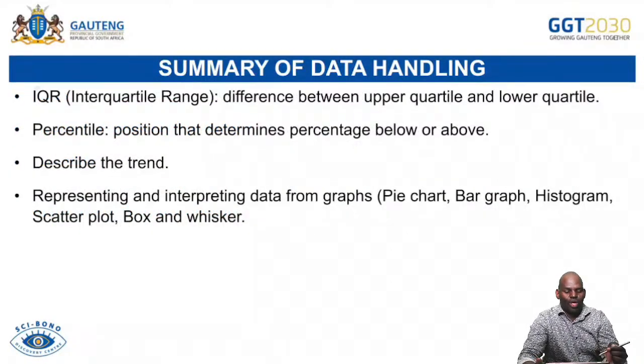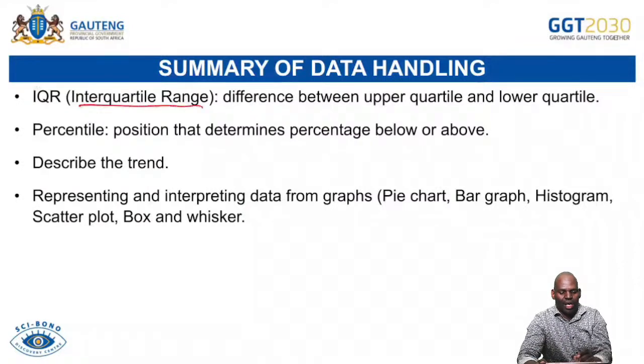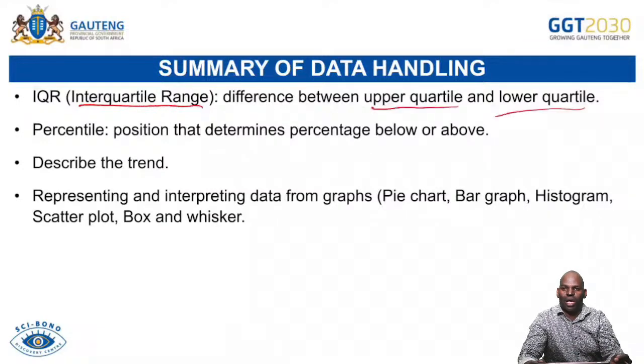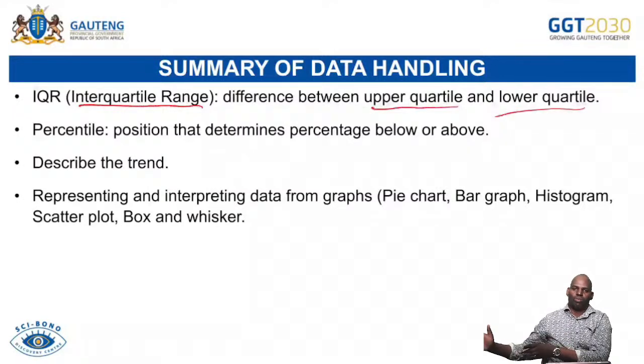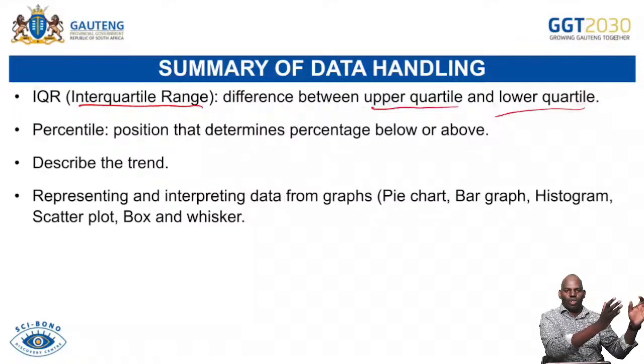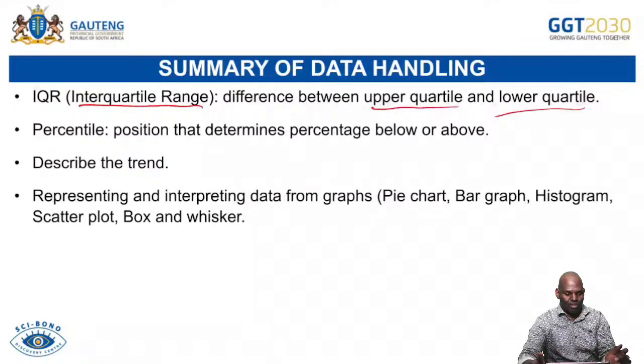Okay, and then IQR, boys and girls, you have to be sure about this one. Some of you are confusing IQR with a range. IQR, which is an interquartile range, is the difference between upper quartile and lower quartile. Now remember, in terms of calculations, when we say difference, it simply means you take the big value and subtract the small value, or you take the biggest value and subtract the smallest value.